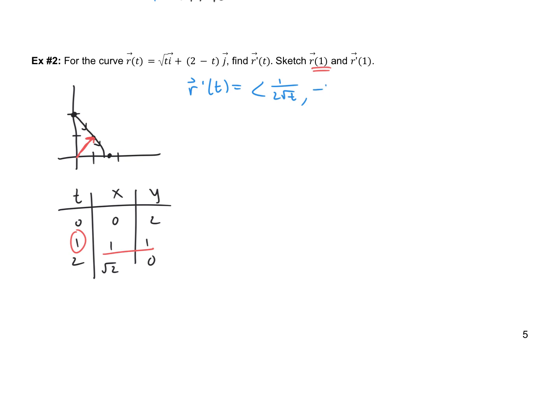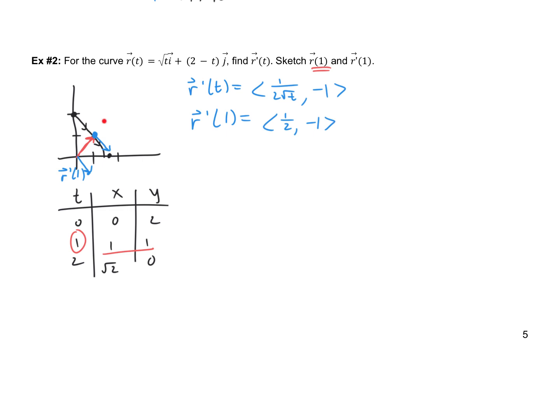Derivative of 2 minus t is negative 1. So r prime of 1 then is 1/2, comma negative 1. Okay, so to sketch this, if we start at the origin, we're going to go x value of 1/2, y value of negative 1. So that's here. But what I really want is that from this terminal point right here. So I'm going to draw the parallel vector. So this blue one is our r prime of 1.